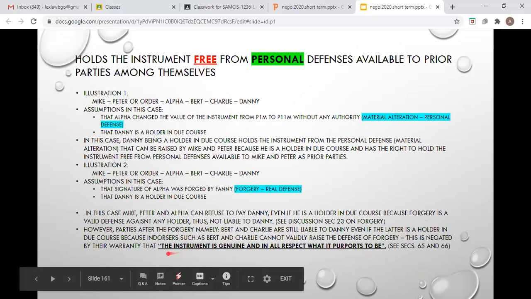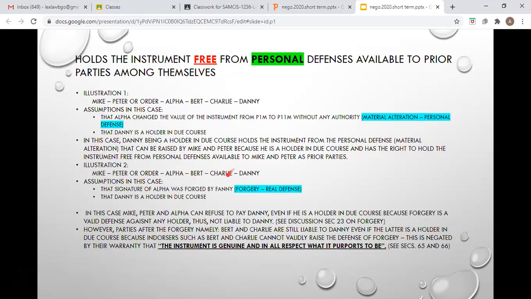Paragraph A, that the instrument is genuine and in all respect what it purports to be. In other words, Bert and Charlie, when they negotiated that instrument, they already warranted, they already admitted that the instrument is free from any forgeries because they guaranteed that the instrument is a genuine instrument, and in all respect of that instrument, that is a genuine instrument. So you are practically waiving the defense of forgery, okay, in that particular case. That's why forgery cannot be raised by Bert and Charlie as a defense insofar as Danny is concerned.